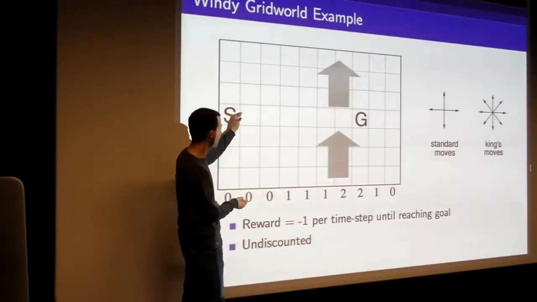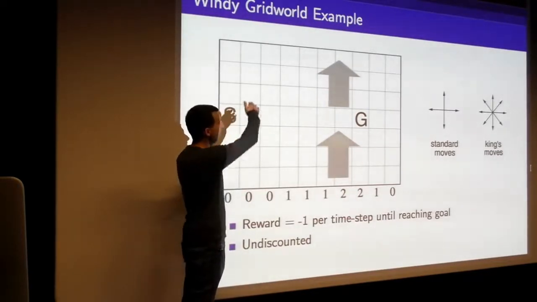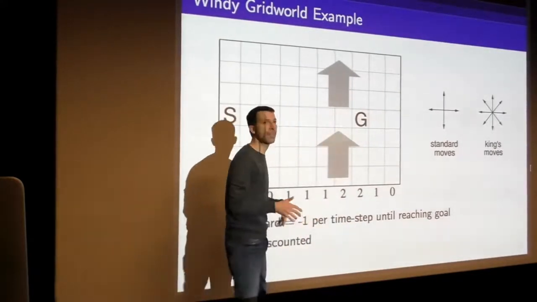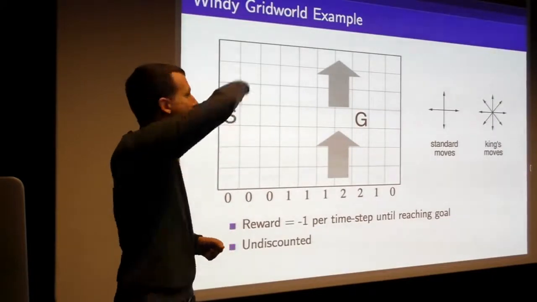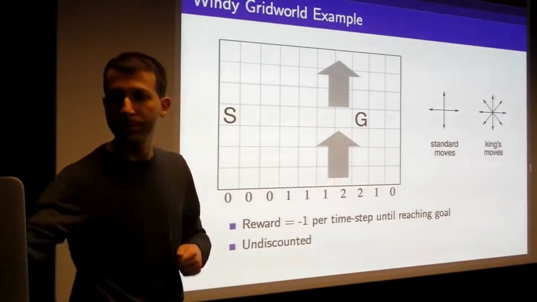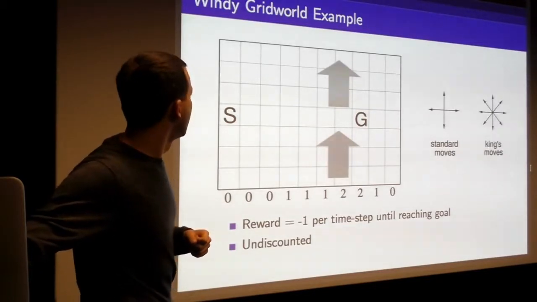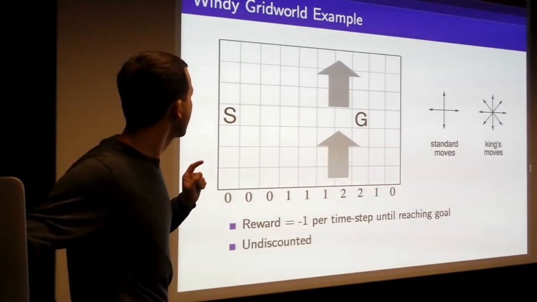So the optimal behavior is basically you have to take account of the fact you want to make as much progress as you can when there's no wind, and I think you end up taking this route, we'll see on the next slide, something like that as the optimal behavior. You have to come back around to get back to the goal. Would you want to just go down and then be blown up to the goal? That's not optimal.